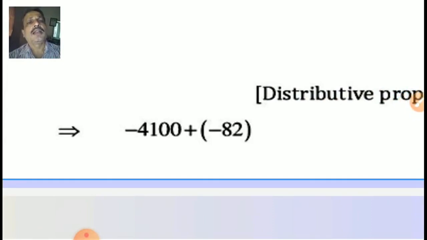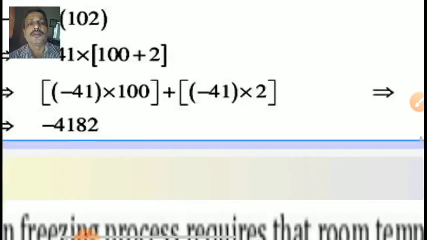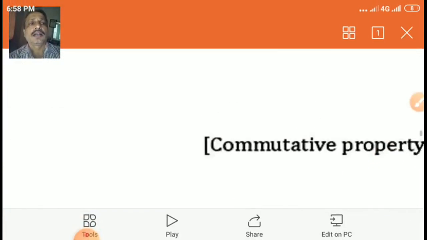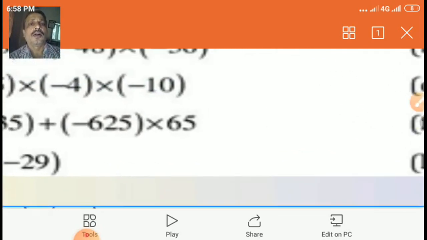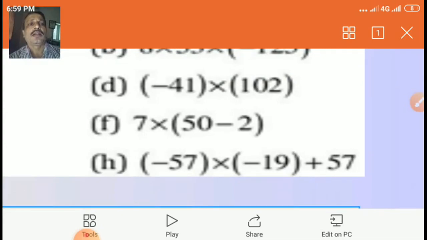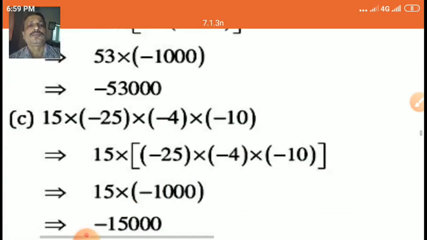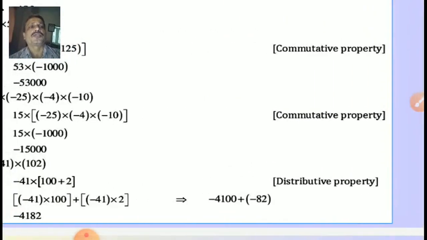Minus 4100 and minus 82, that means 41 into 2 is 82. Both are minus, so we can add them: minus 4182. Clear? Good. Now look here, these are the answers of minus 41 multiplied by 102. I think there is no doubt in all these questions.